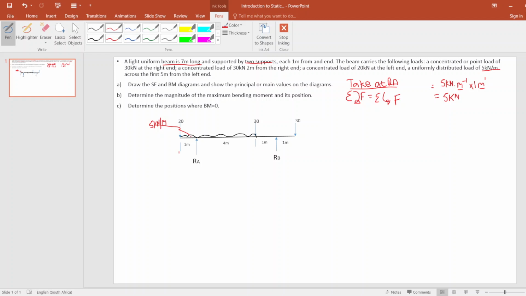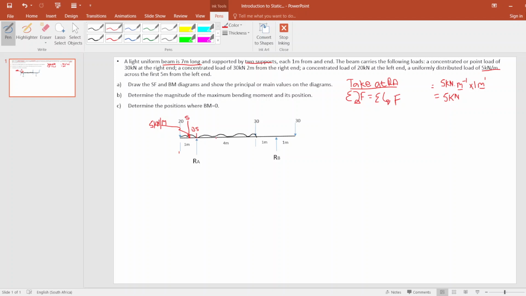That means here we have a force of 5 kilonewton. After converting the UDL, you must put it at the center of this displacement. How do we get the center? You say 1 divided by 2, which gives 0.5. Then you put that force at that center. We have 5 here, and the center is 0.5. From here to there is 0.5, from here to there is 0.5.